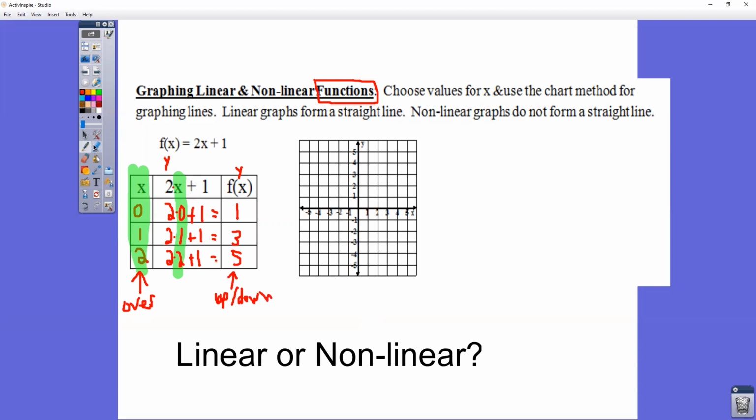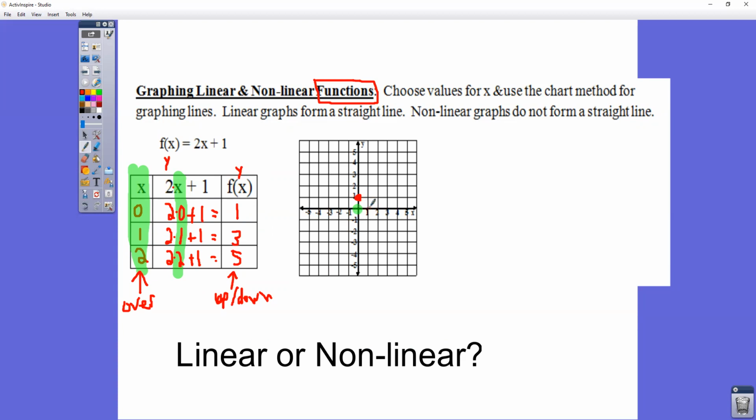Remember that when we graph points, we always start from graphing right there in the middle at 0, 0. So the first point that we want to graph is 0, 1. Starting in the middle, over to 0, up to 1. Put a dot. Our next point is 1, 3.